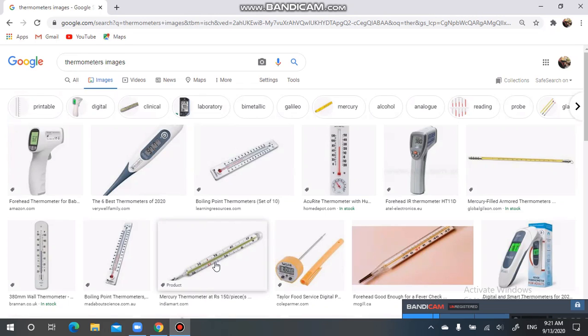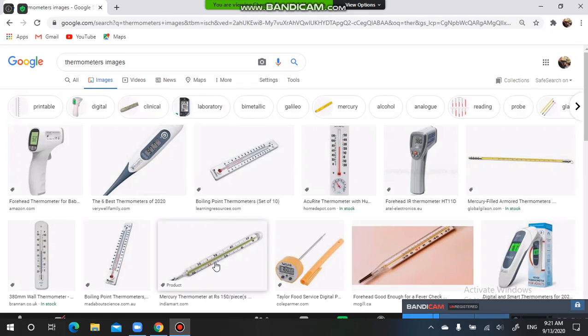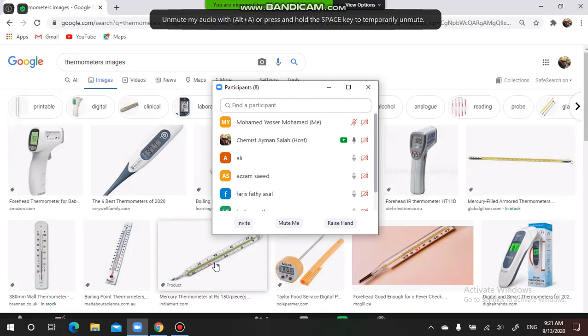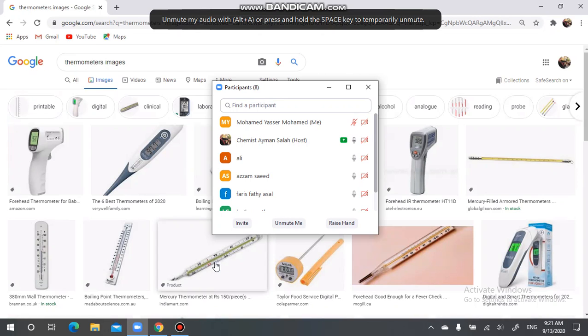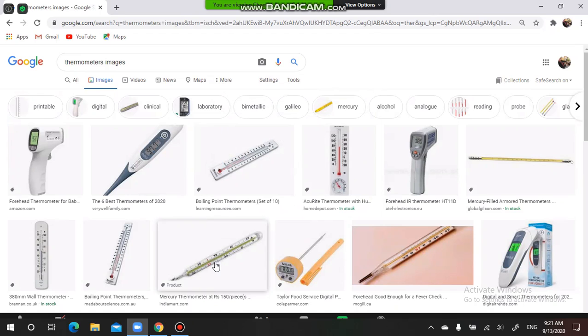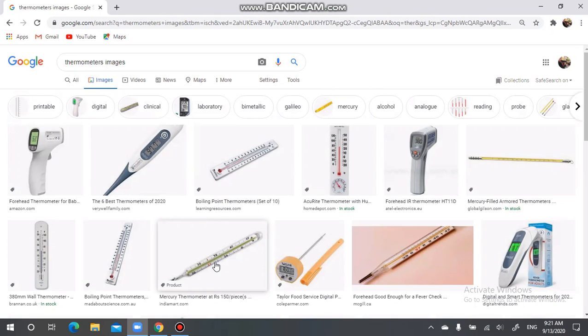And the measuring unit of temperature is Celsius. So we measure the temperature in Celsius. We can also use Kelvin to measure temperature, but the common measuring unit is Celsius. Okay?